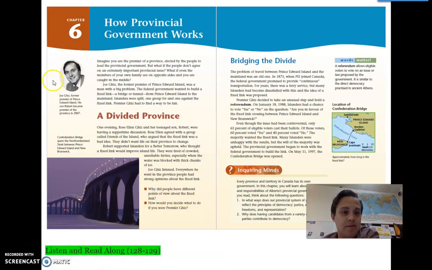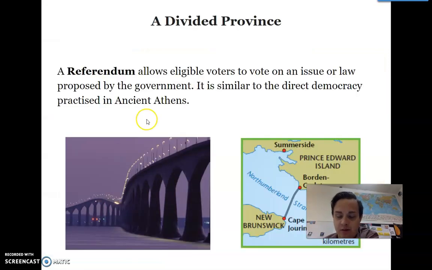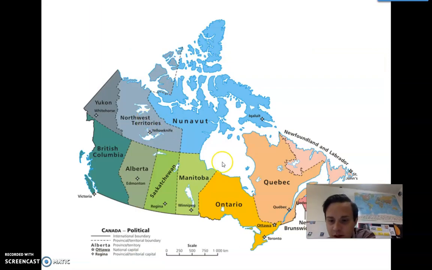This is Premier Giz. And this is Confederation Bridge that spans the Northumberland Strait between Prince Edward Island and Nova Scotia. So you go back to our map, PEI and Nova Scotia, right? Pretty incredible. Did I miss PEI when I went through the provinces?